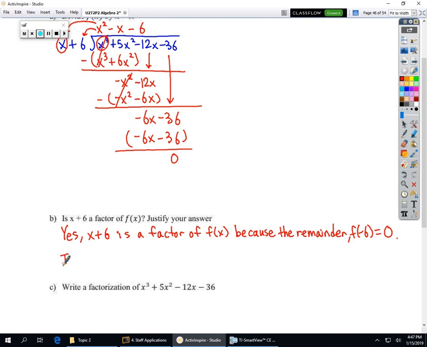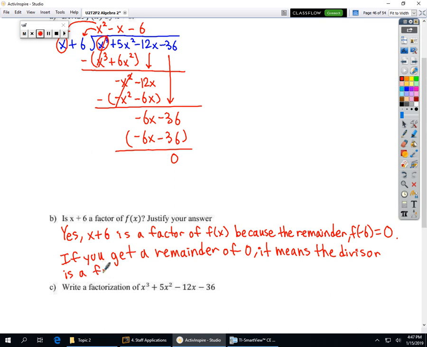And in general, if you get a remainder of 0, it means the divisor is a factor.